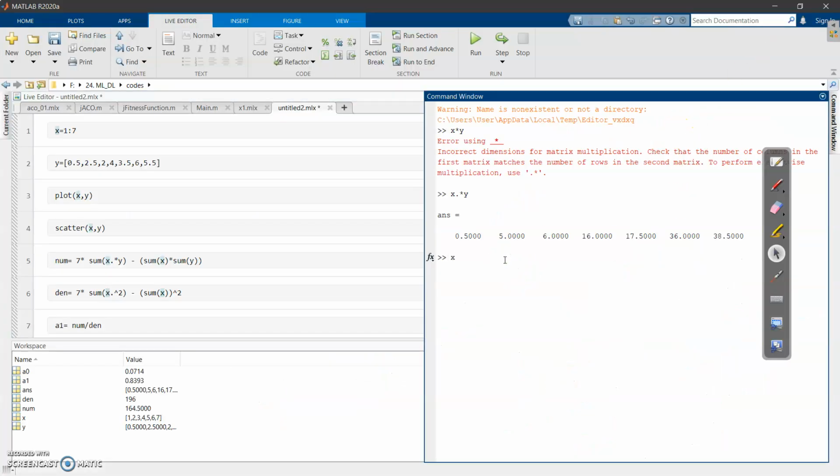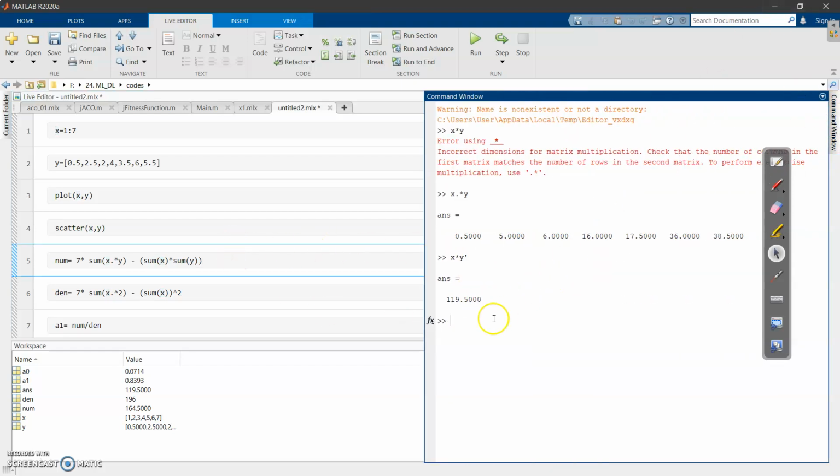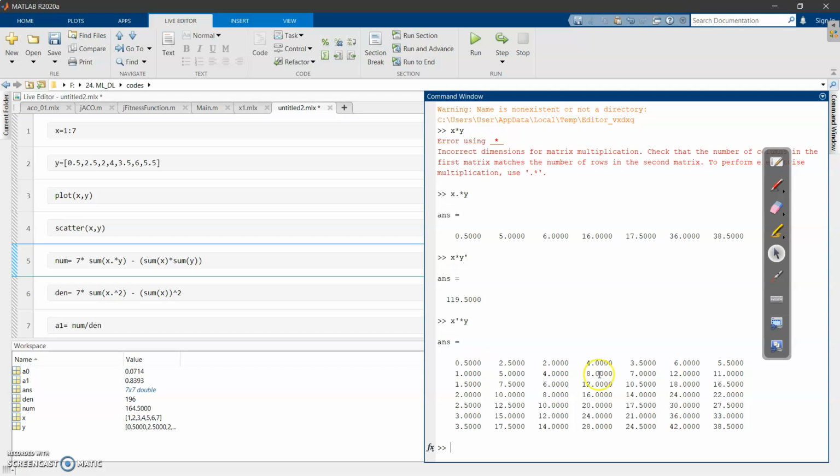If you do it this way, x multiplied by y prime, what are you getting? You are getting a 1 by 1 matrix, that is 119.5. Is that what you want? That is not what you want. Again, if you try to perform x prime multiplied by y, you are getting a 7 by 7 matrix. That is also not what we desire.